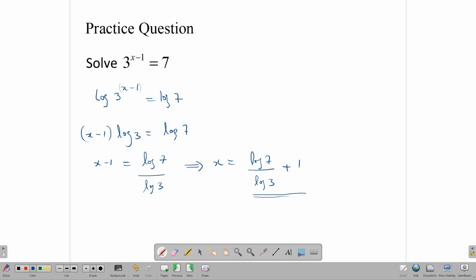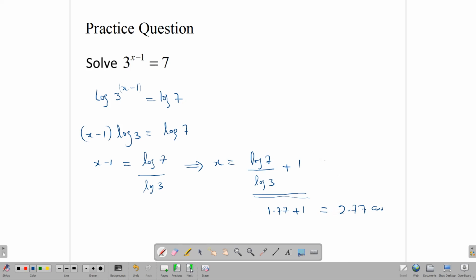And if you wanted a decimal version of your answer, you could put that in a calculator. The log of 7 divided by log 3 on a calculator would be somewhere around 1.77, plus 1. And so that would give you 2.77. I think it's 1.771, but to round it off to 2 decimal places, there we'd have our answer exactly, and the answer as a decimal.